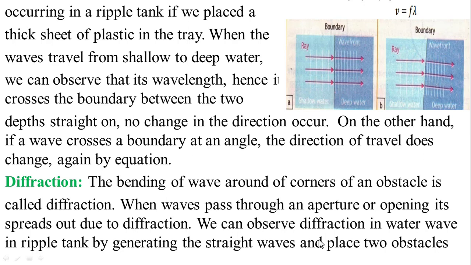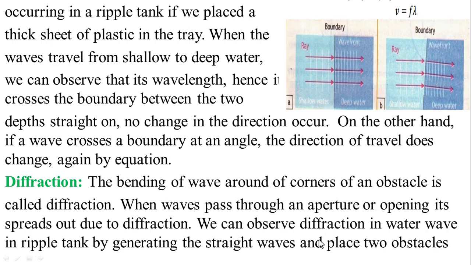And the last topic: what is meant by diffraction? The bending of waves around the corners of an obstacle is called diffraction. When two slits are put in the wave front, the wave is bent at the slit or at the obstacle. When the wave passes through this opening, this is called diffraction.